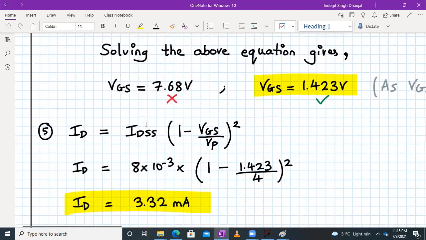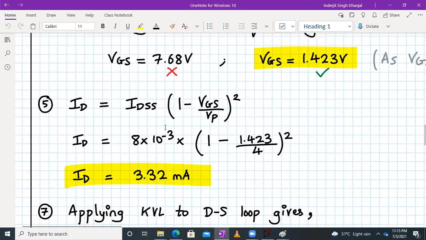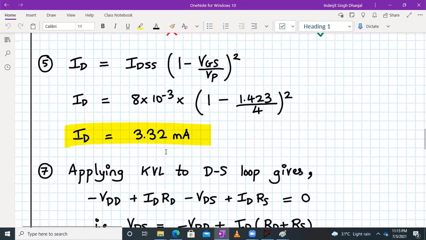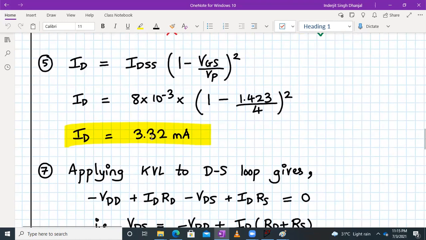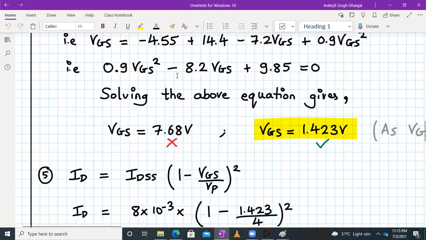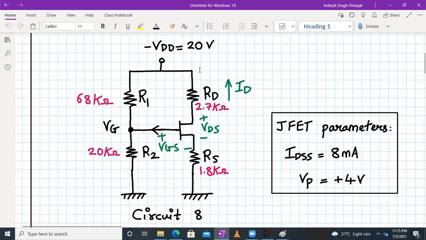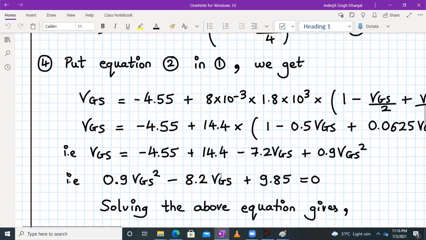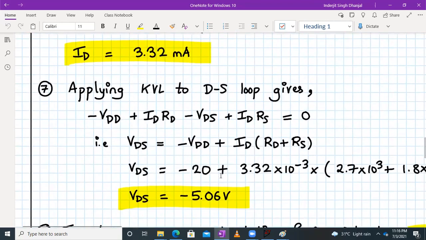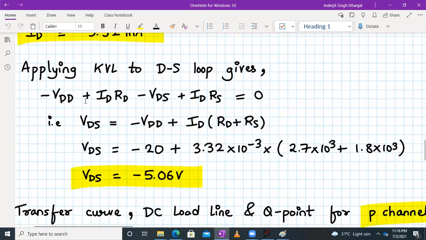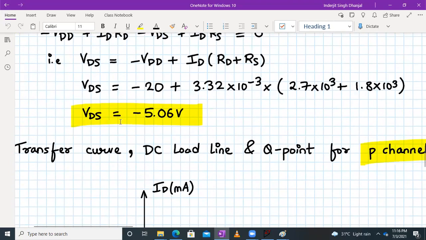Now we have the value of VGS. We can calculate the value of ID, which, if you plug in these values, comes out to be 3.32 milliamperes. And now we apply the KVL to the drain source loop. What you will get is minus VDD plus IDRD minus VDS plus IDRS is equal to 0. So over here, VDS will be equal to minus VDD plus ID times RD plus RS. You plug in all the values, VDS comes out to be negative.